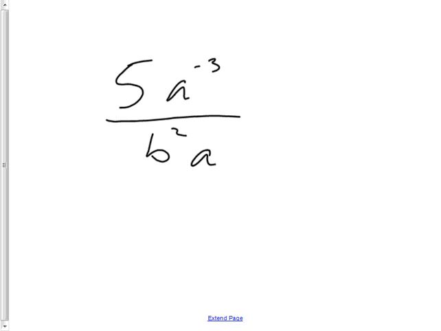On the bottom, do I leave them as negative 3rd? No, that wouldn't make any sense. I have to change it somehow because I'm changing it from the top to the bottom. So a has to be to the positive third now. So there's my final answer.